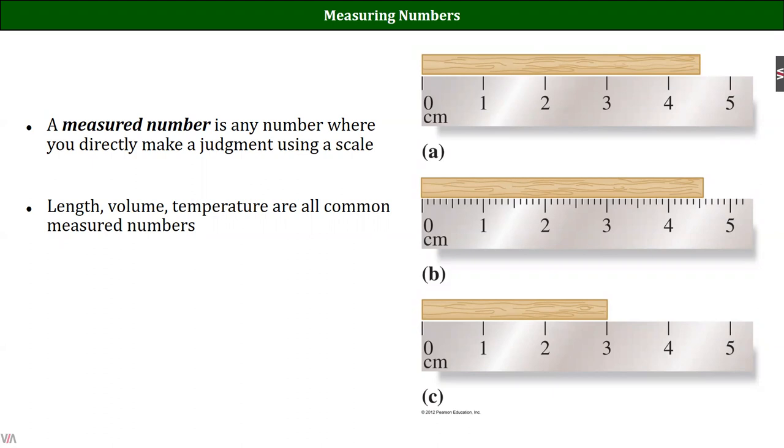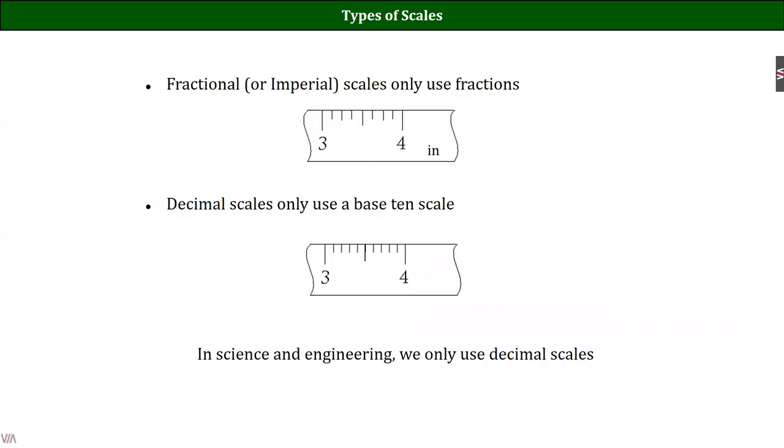So the rule for writing down numbers is, first, only use a decimal scale. We're not going to be dealing with fractional scales. Decimal scale means all 10 of the increments are measured out for you. Fractional scales are what we're used to using for tape measures from the hardware store, or even baking, right? Your measuring cup probably has half a cup and 3/4 of a cup.